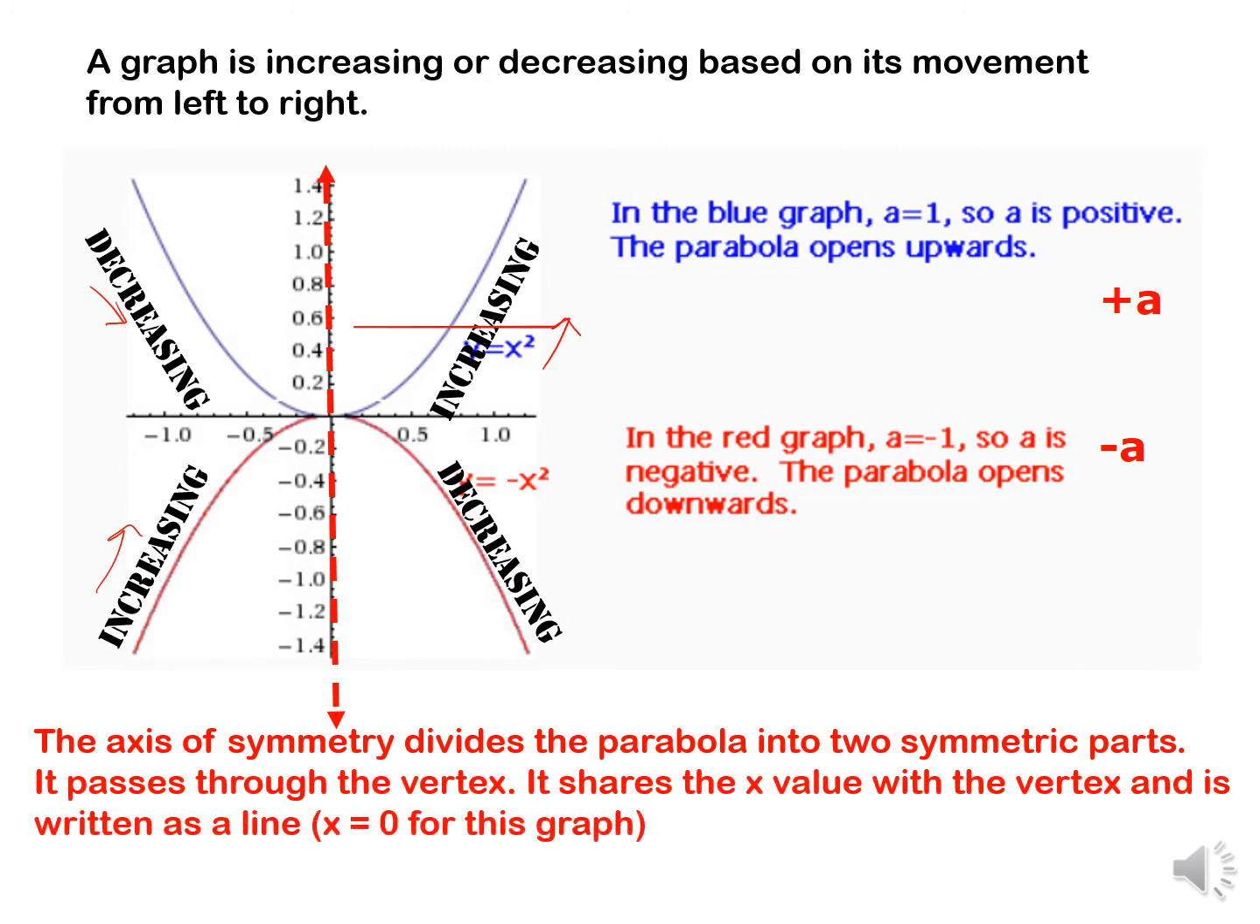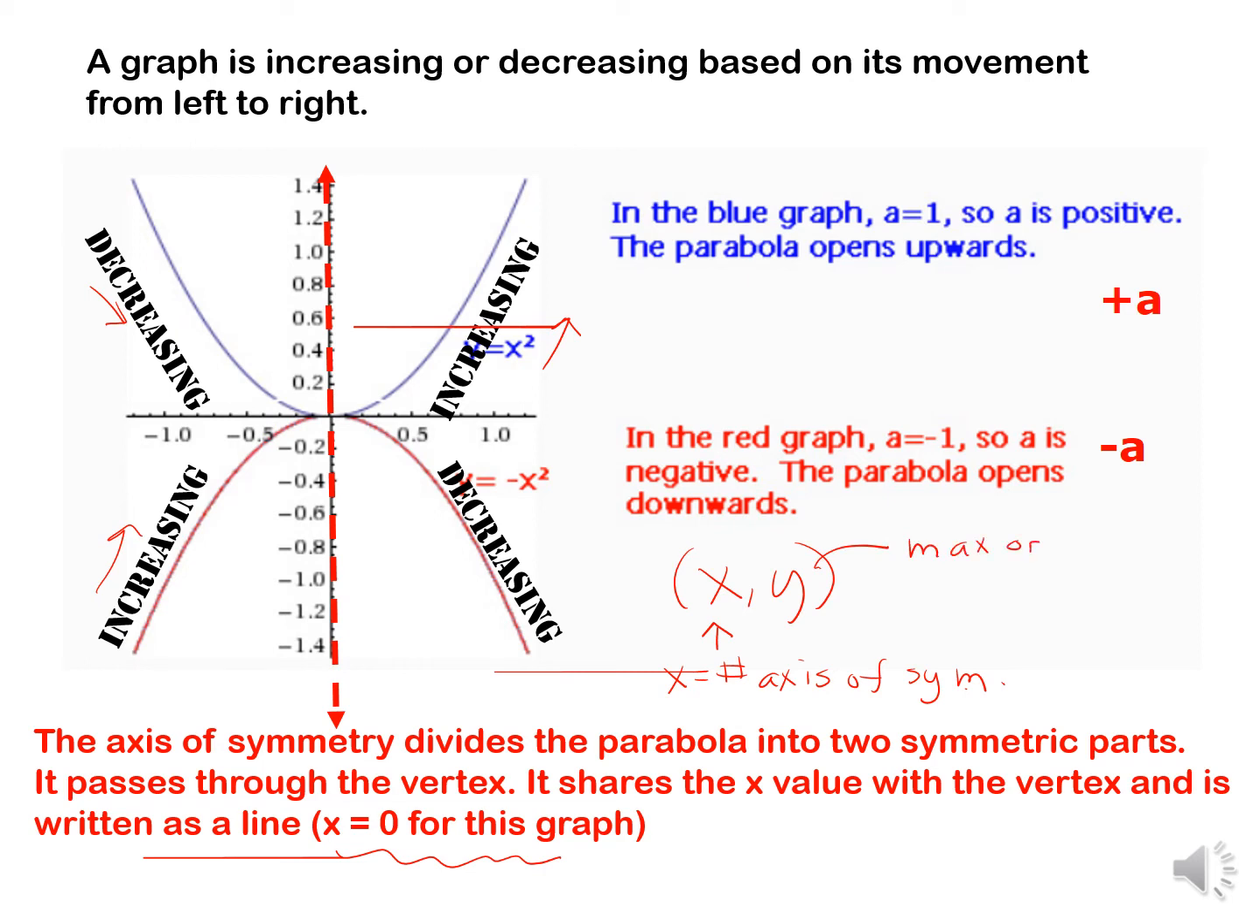Okay, the axis of symmetry divides the parabola into two symmetric parts. It passes through the vertex. It shares the x value with the vertex and is written as a line. So now we have our vertex is (x, y). x equals whatever is our axis of symmetry. And the y identifies our maximum or our minimum and helps us figure out our range. Okay?